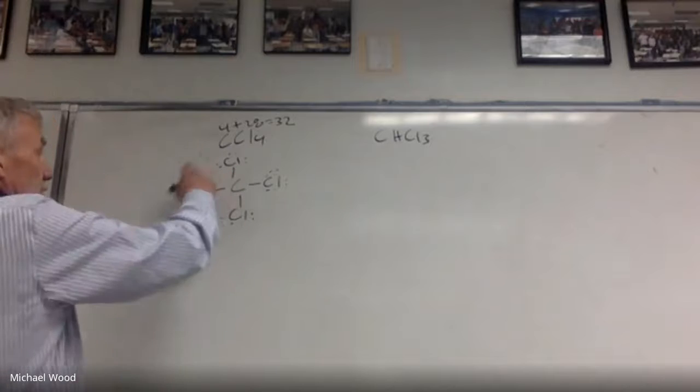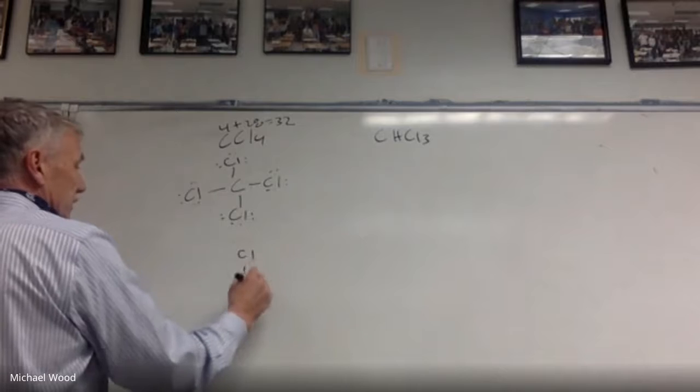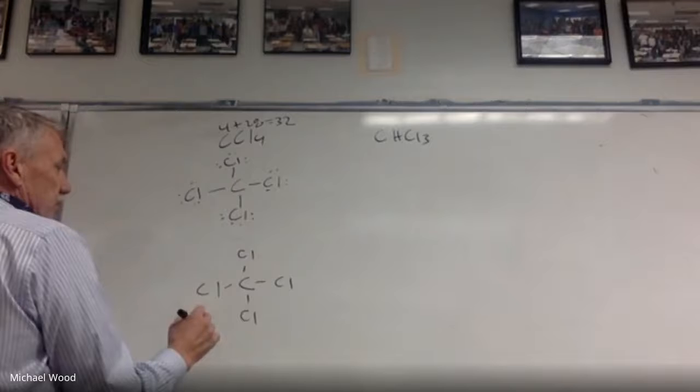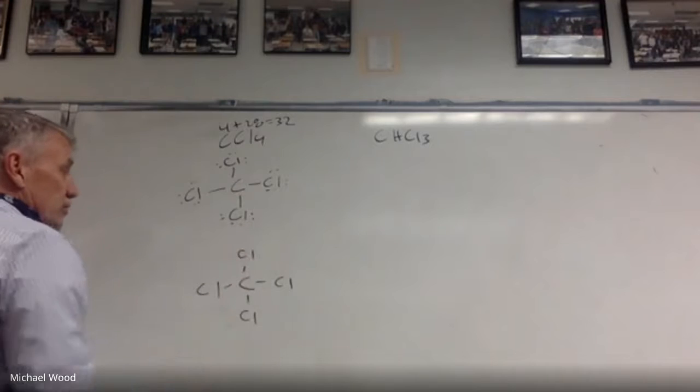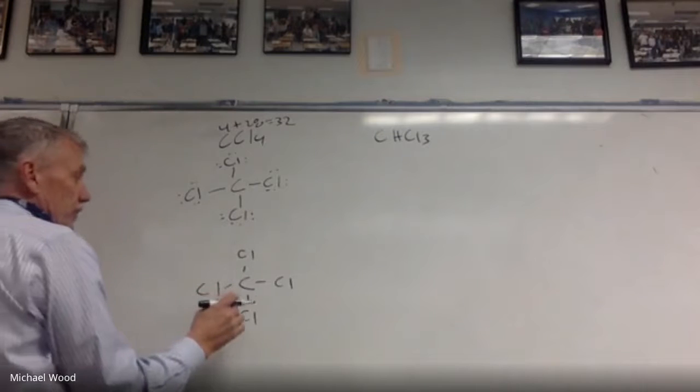So this has 4 electron domains, so this would be tetrahedral. So I'm just going to draw it like this. Technically, like it shows in the notes, the diagram there is better than this, but this gets you the idea. The bond angle is 109.5.